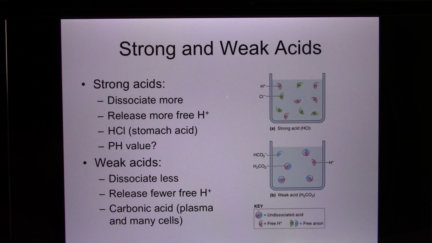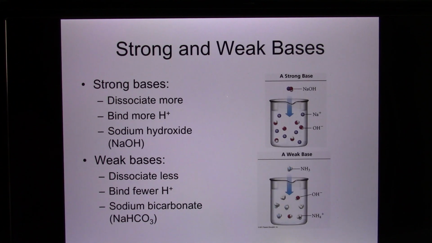And strong and weak acid depends on how much hydrogen they can produce. So if they can produce a lot of H+, then that's a strong acid, like hydrochloric acid, and pH will be very small, like between 1 to 2. And if they release less H+, like carbonic acid, it's a weak acid. And you also have the strong base and the weak base. A strong base can bind more H+, or you can say they can release more OH. Both of them are correct. And the weak base can take less H+.